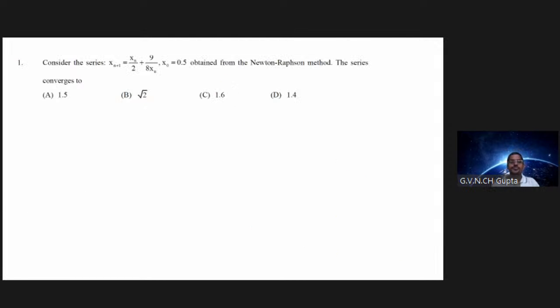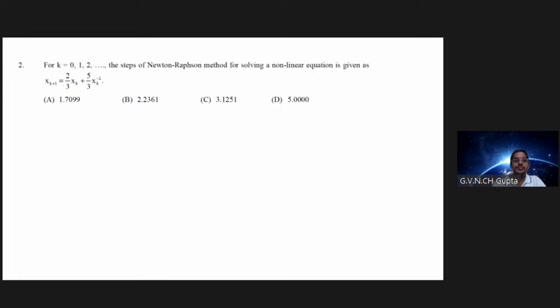See, this is number 1, but I'm doing this number 2 first. After that, I will come back to 1. So here the k values mentioned are 0, 1, 2. Newton-Raphson method is mentioned, non-linear equation. See, this is already given. We don't know whether it is a square root or cube root or some other thing. Okay, so how am I doing it?